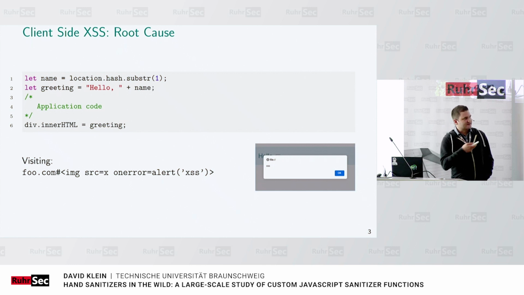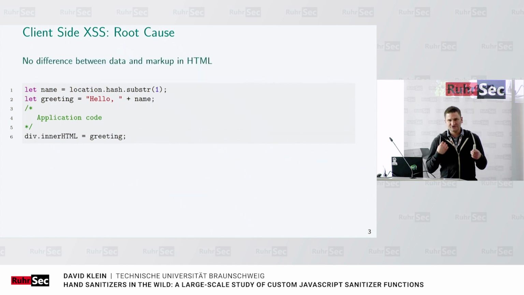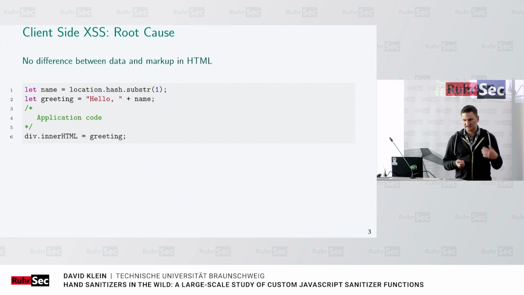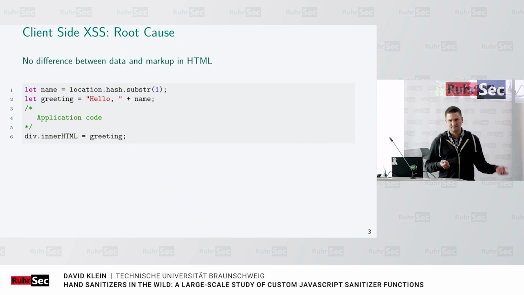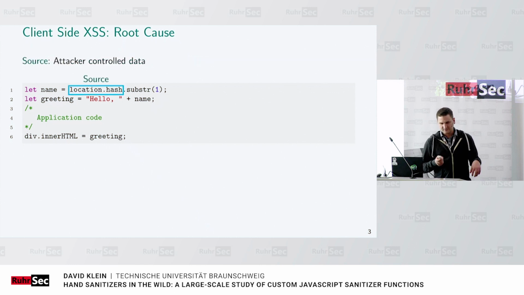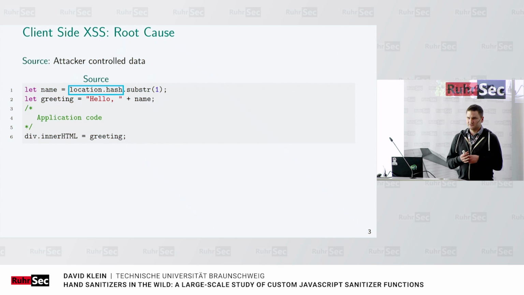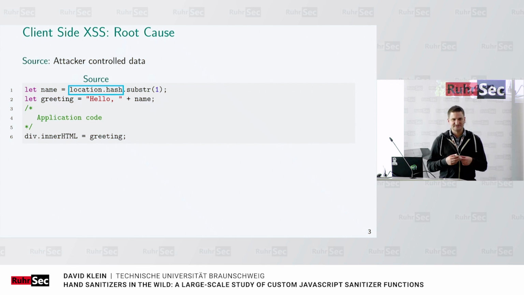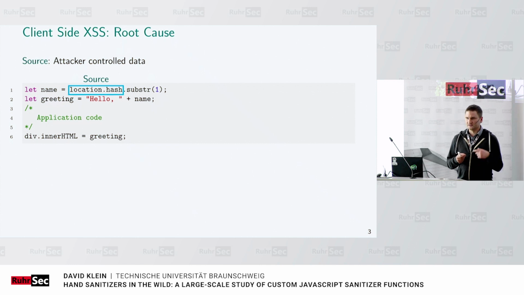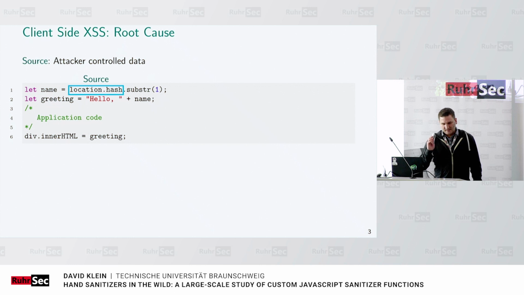Okay, why does this occur? The main issue is that in HTML, there's no difference between data, like a name or a string, and markup like the image tag or the bold tag. For client-side cross-site scripting to occur, you need attacker-controlled data entering the application in some way. Usually it's in the URL, but there are other forms; cookies, for example, can be used for cross-site scripting. But the URL is the easiest way.